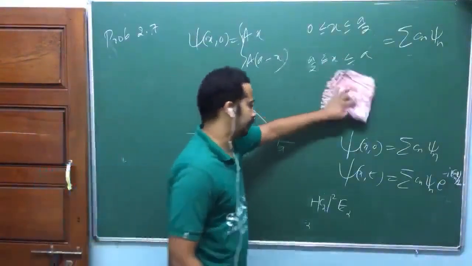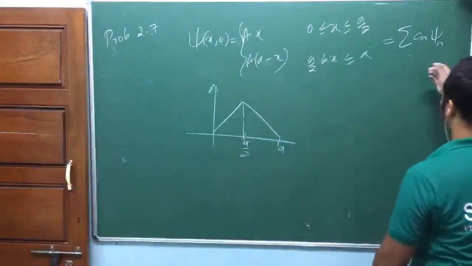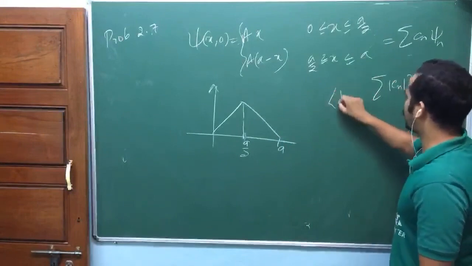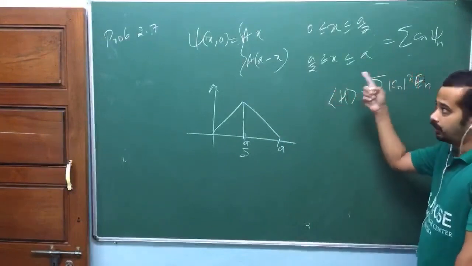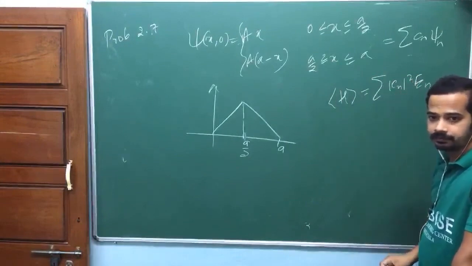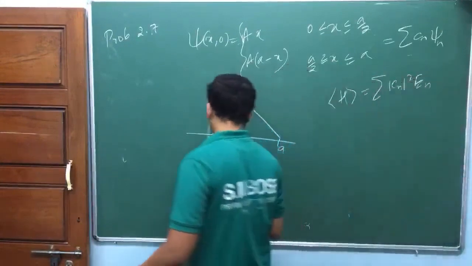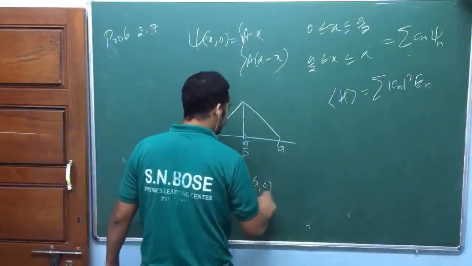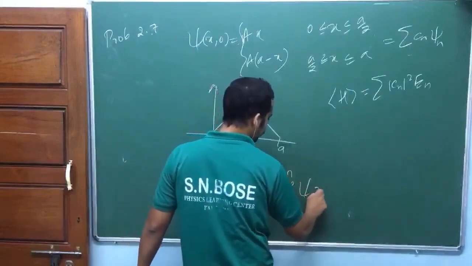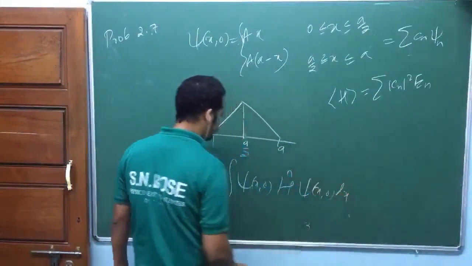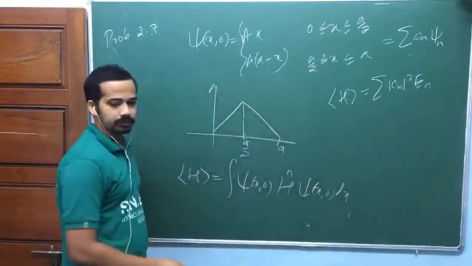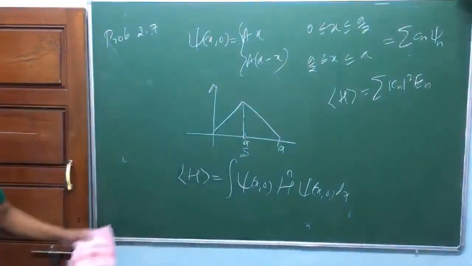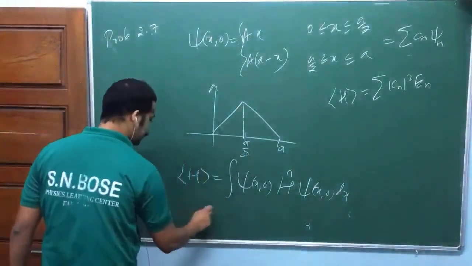Now comes the problem. If you find Cn and go this way, mod Cn square En, to find the expectation value of energy, you will be in trouble because it will have infinitely many terms. Then what would you do? You should go for this one. Even if you do it for a later time, it is the same. H cap is nothing but P cap square by 2m. Are you getting my point? And in that one also, go with this one.